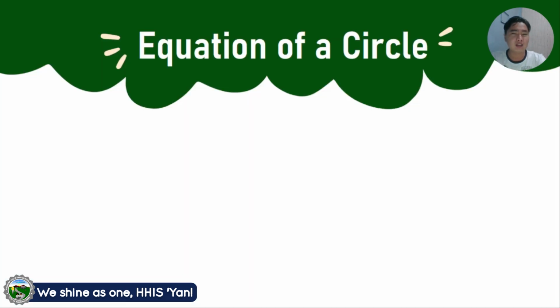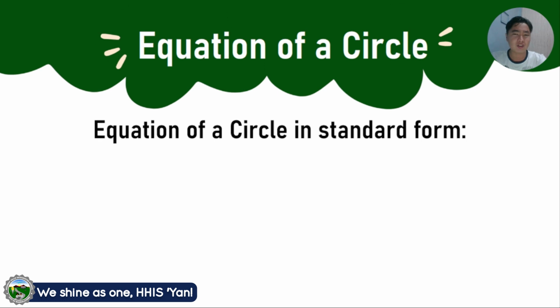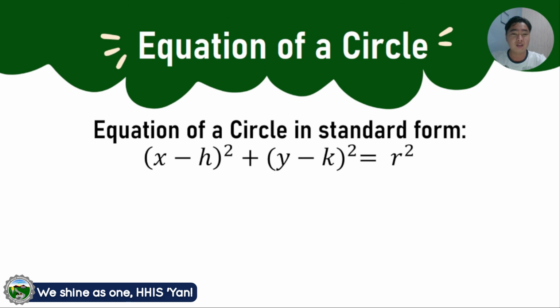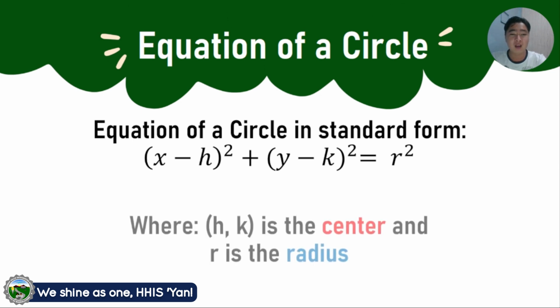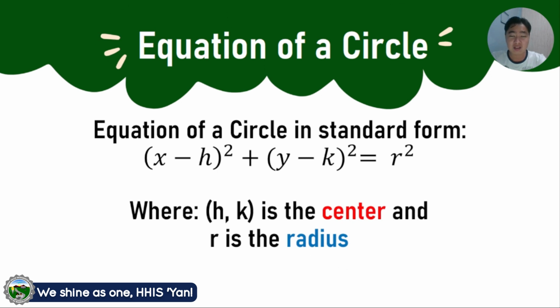Okay, so let's begin. Let's recall that the equation of a circle in standard form is the same as the center-radius form of the circle, in the form the quantity of x minus h squared plus the quantity of y minus k squared is equal to r squared. So, ano nga yung h and k dyan? Ang h and k is yung tinatawag natin na center and r is the radius. So, if you are given the coordinate of the center, yung x coordinate siya yung h, then yung y coordinate siya yung ating k. And then r, syempre, that's the radius.